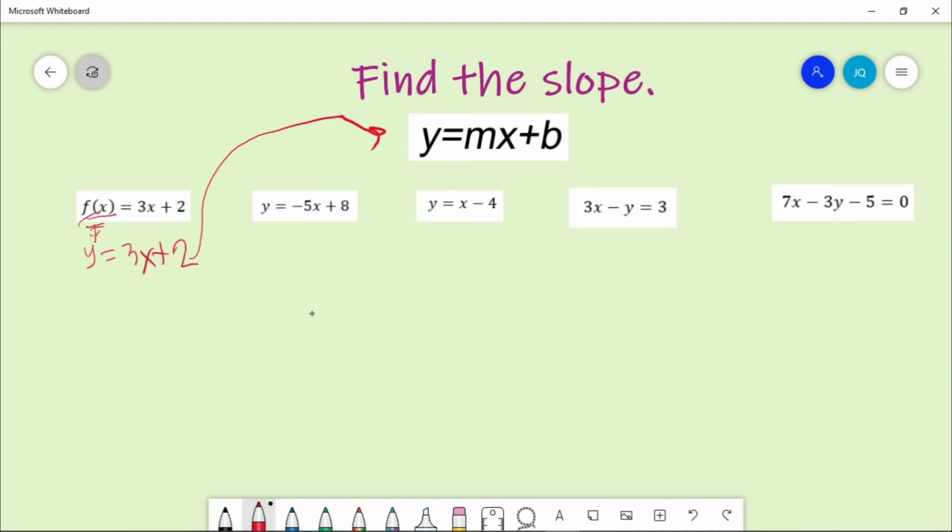So now, can you see the slope? Again, where can you find the slope? That is beside the variable x. So what is beside variable x? That is 3. So our slope, which is represented by the variable m, is equals to 3.